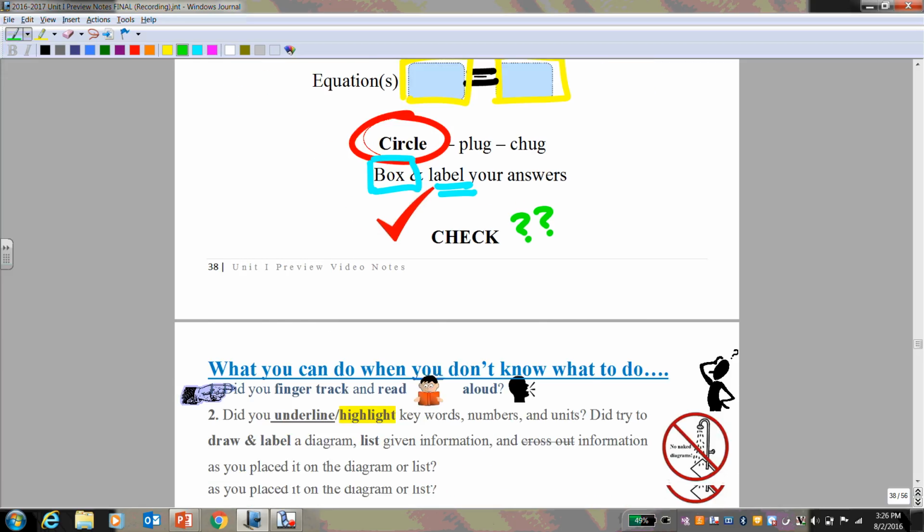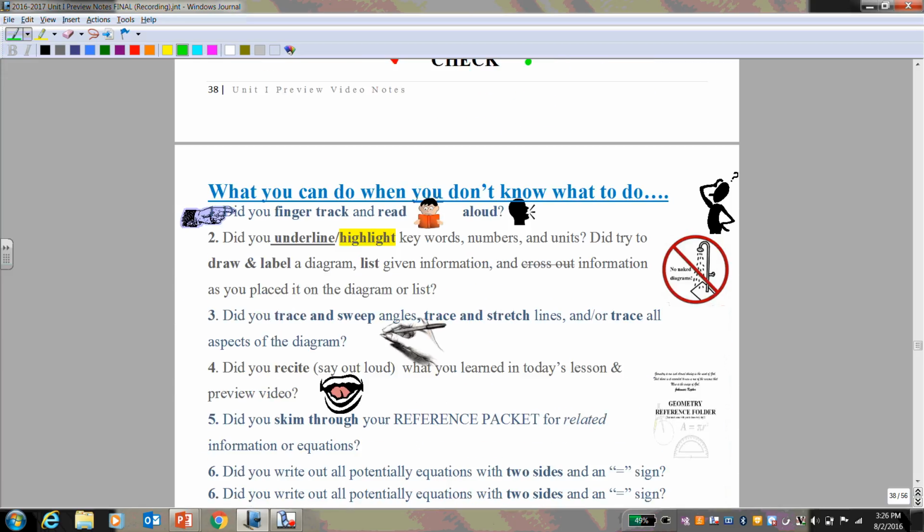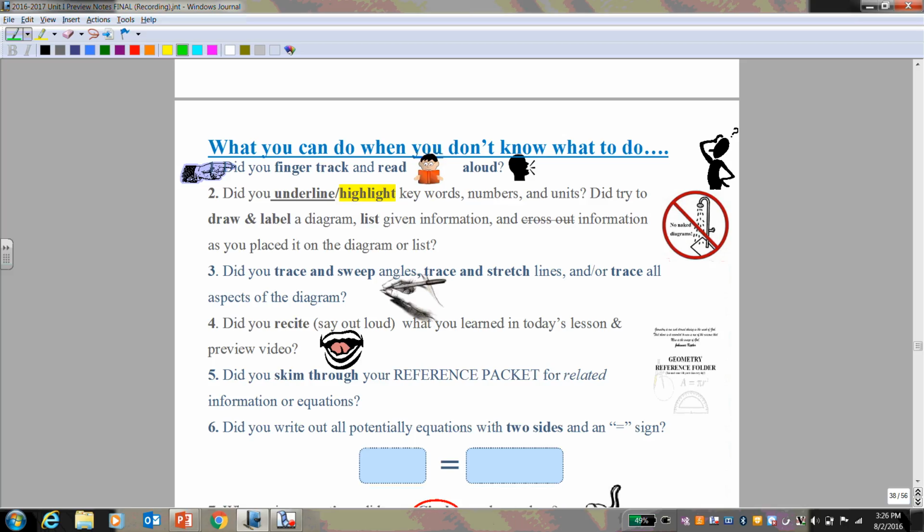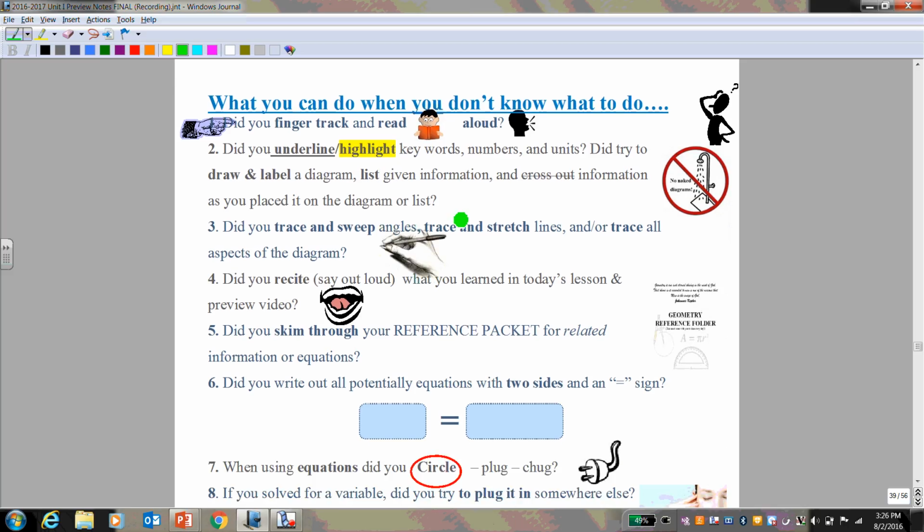Once again, look at this page. This is on the front of your reference book. What you can do when you don't know what to do. So when you don't know what to do, here's 10 things you still can do. You ask yourself, did you finger track and read out loud? Did you underline keywords and numbers? Did you try to draw a diagram, label a diagram, list given information? You should have no naked diagrams. That symbol means your diagrams should have markings and labelings on them. That's what I mean by no naked diagrams.